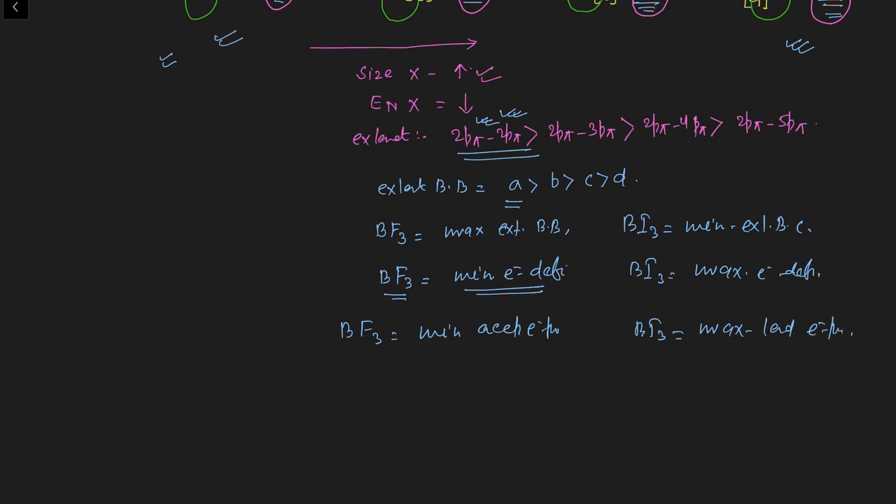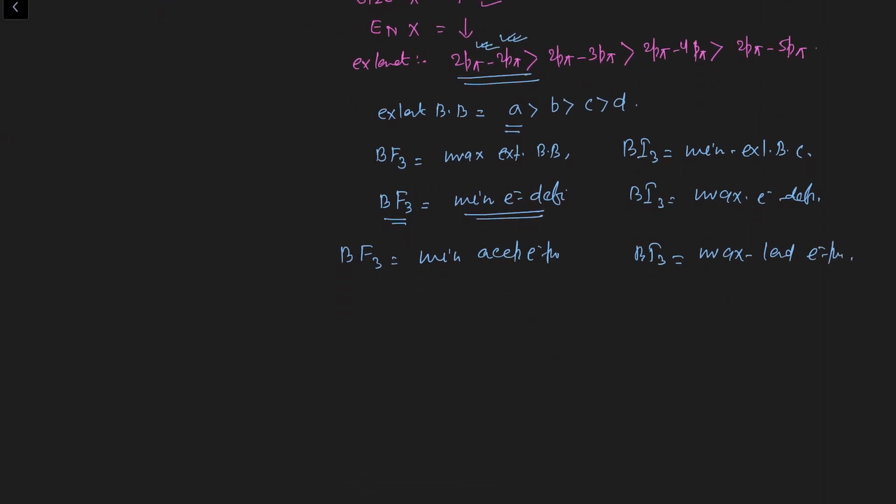And we know that electron pair acceptors are Lewis acids. So what is the order of Lewis acid strength? Who will have the strong tendency to accept the electron pair? BI3, because it is maximum electron deficient. And who will have the minimum tendency to accept the electron pair? BF3, because it is minimum electron deficient. Why? Because of the maximum extent of back bonding.